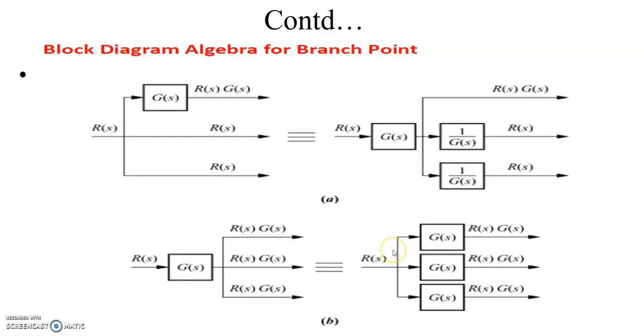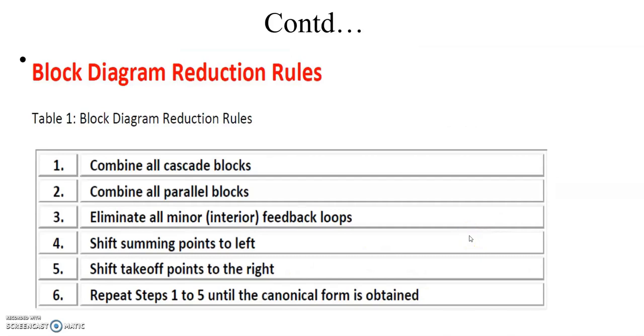Next one is the block diagram algebra for the branch point. When a branch point is moved ahead of the block, you add the particular branch 1 by G of S. Whereas when the branch point is moved before the block, you add only G of S.